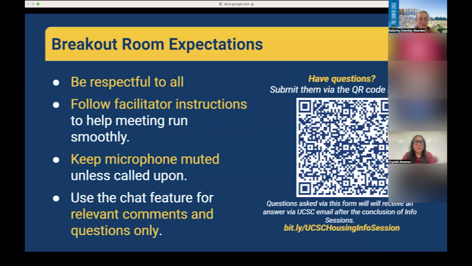So just some breakout room expectations as we move forward. You all did fabulously in the previous segment, so I imagine we'll continue along with that. Just please stay muted, and when the time for questions comes about, either in the various slides that we have or at the end when we do an FAQ, and you can always use the QR code listed here.